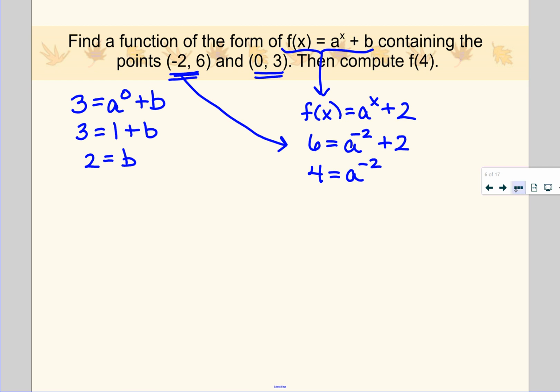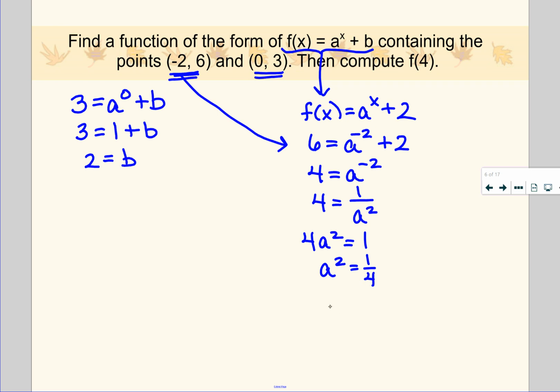And actually, let's do that in the next step. Instead of an a to the -2nd, I'm going to write it as 1 over a squared. Remember, we can move it to the denominator to make it positive. I'm going to multiply both sides by a squared. So over here I'll have a 4a squared, and on the right I'll just have a 1. Divide by 4.